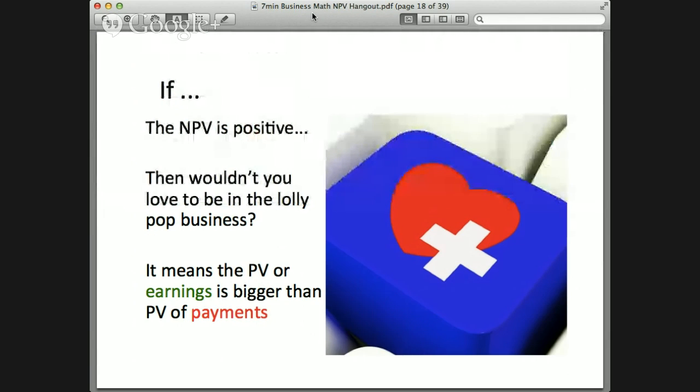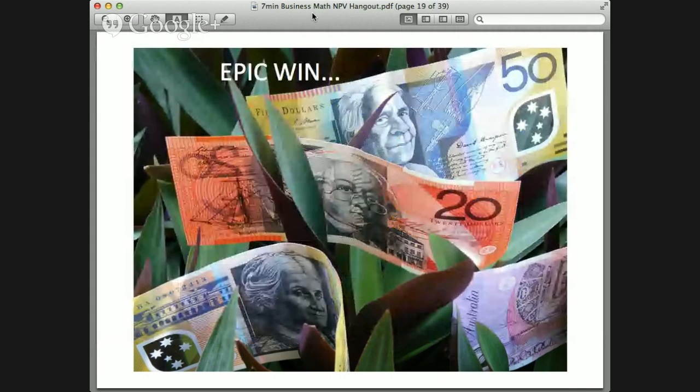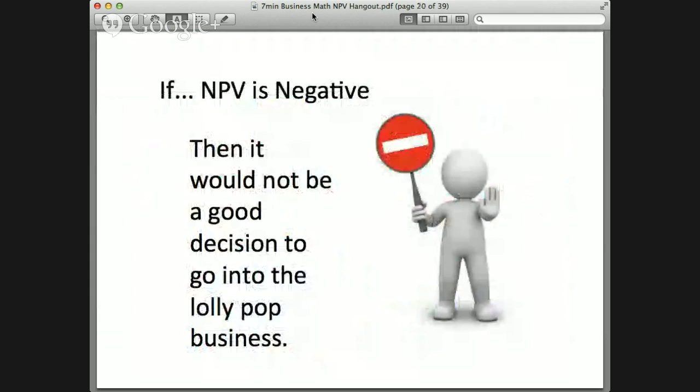So if net present value is positive, which it is in our example, then wouldn't you love to sell lollipops for a business? It means that your present value or your earnings is bigger than the present value of your payments, correct? Epic win, all round, fantastic. If the net present value is negative, then it would not be a great decision to go into the lollipop business.